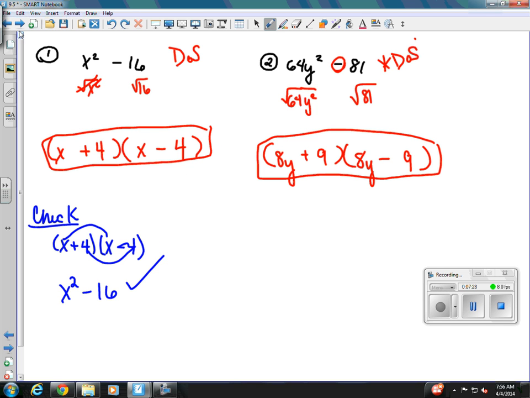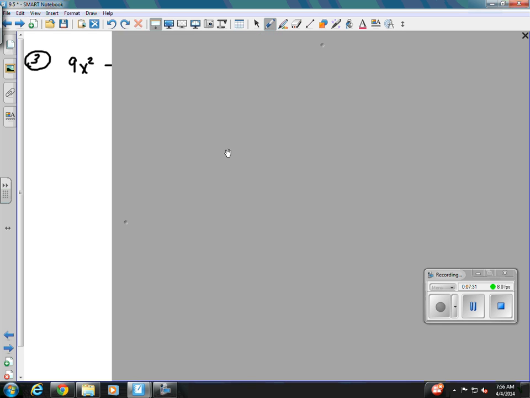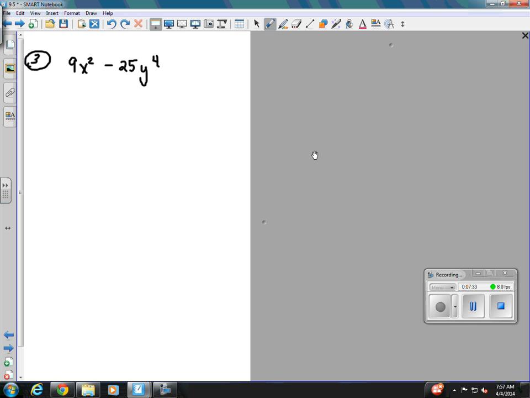There we go. So let's move on to a couple of other examples. Our next one has 9x squared minus 25y to the fourth. So once again, the first thing we check for is GCF. 9 cannot go into 25 evenly. Factors of 9 cannot go into 25. There's an x and a y, so there's no GCF. So then we say 9 is a perfect square, x is being squared. We have subtraction. 25 is a perfect square, and y is to an even power, so that means it's a DOS.